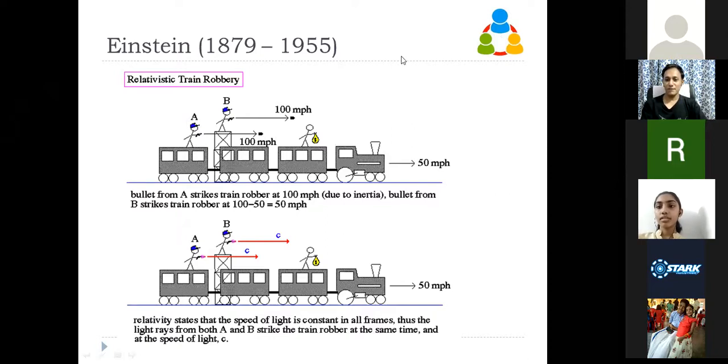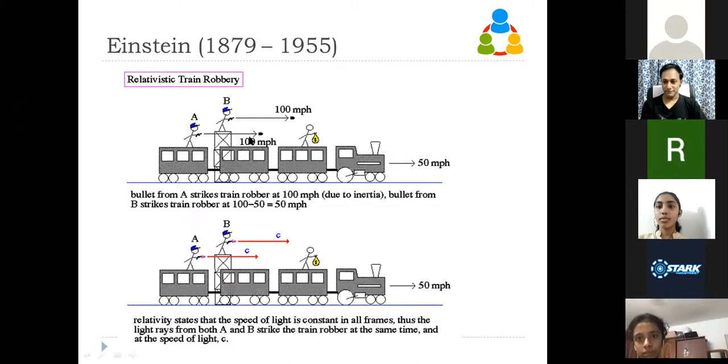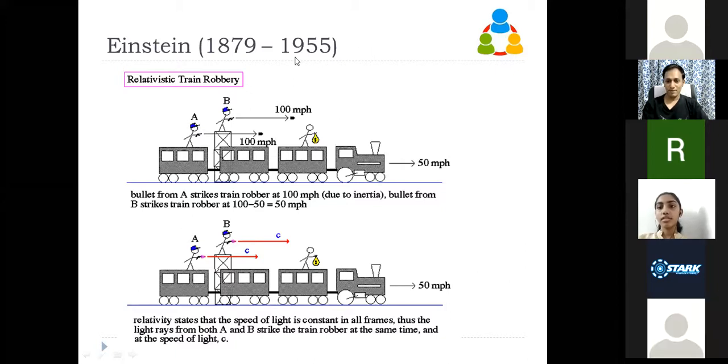Shivananda, can you explain it to them? Because he is standing still and not moving, while the robber is moving at a speed of 50 kilometers per hour with the train. Yeah, Megha, you are telling something. Yeah, no, sir. Okay.